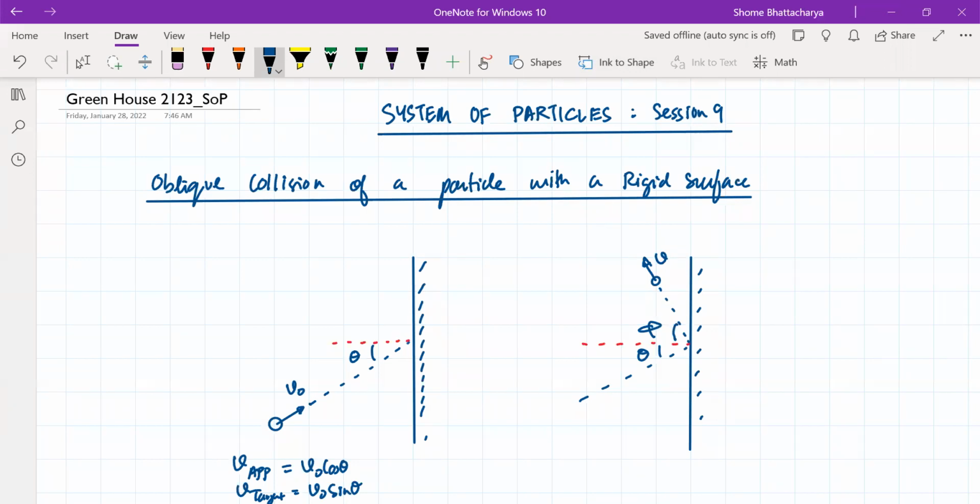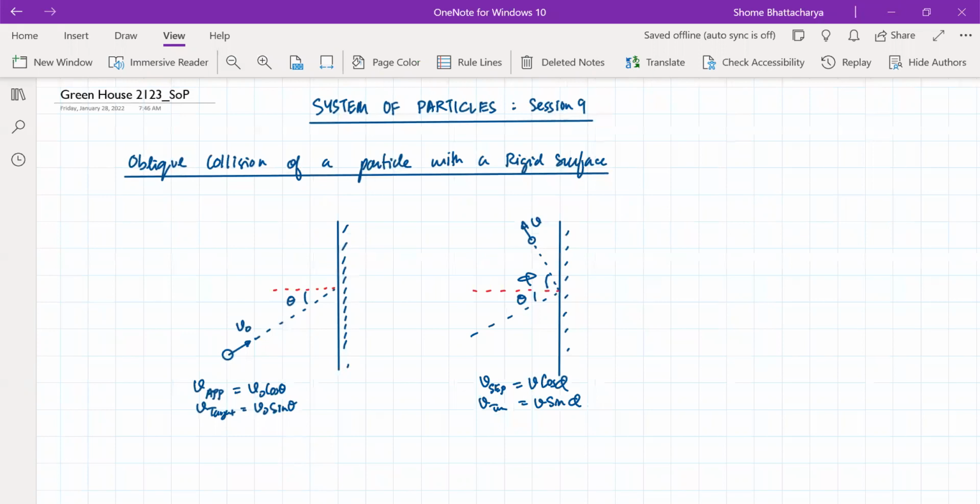Okay, so if this is the situation after impact, then we can see that in this diagram, the separation velocity, the normal component that is, is v cos phi, and the tangential component is again v sin phi. So the general formula here was the coefficient of restitution being defined as the ratio of separation to approach velocity. So v cos phi becomes E times v naught cos theta. And v sin phi is equal to v naught sin theta, because the tangential component of momentum is conserved.